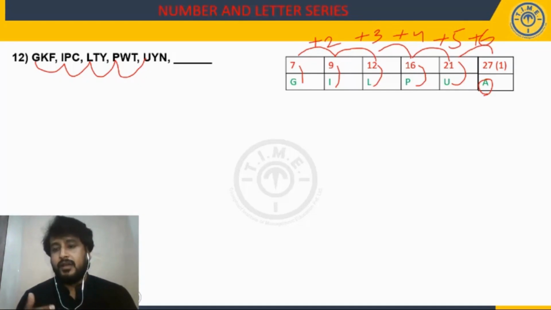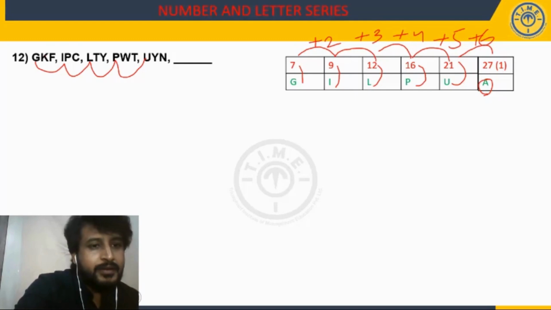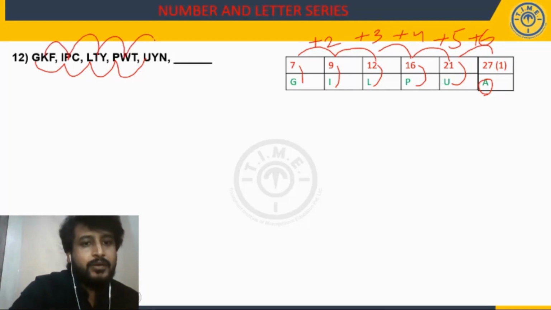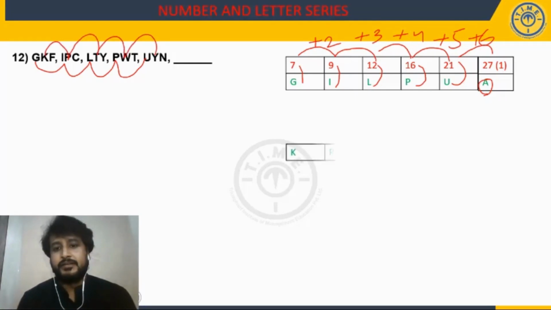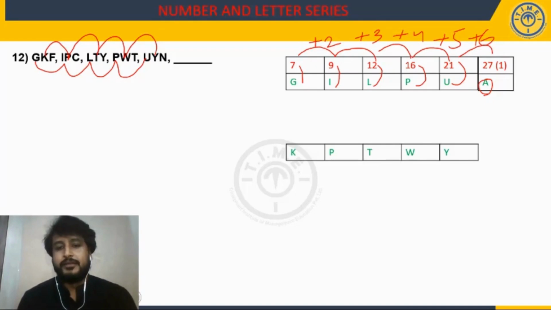Now, if you are trying to find the 28th letter, it is nothing but B. The 29th letter is C, the 30th letter is D, and so on. It continues. Okay. Now, let's go to the second set of letters. What are the second set of letters? K, P, T, W, Y. Let's represent that: K, P, T, W, Y.